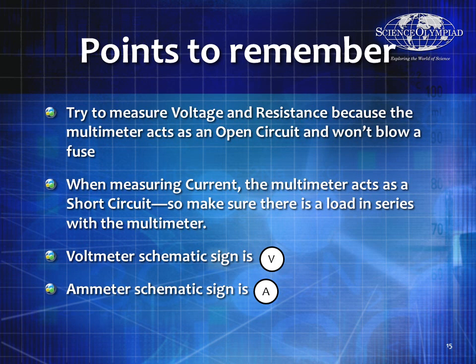The voltmeter schematic is usually shown by a V for a voltmeter and an A for an ammeter. But the thing I want everybody to keep in mind is that sometimes they just write voltmeter or ammeter, and there are probably half a dozen other symbols that they will use.